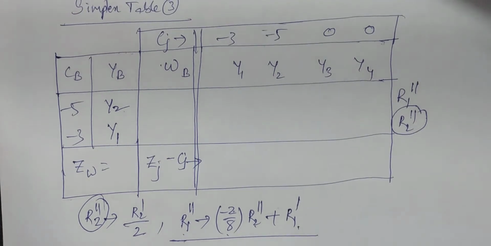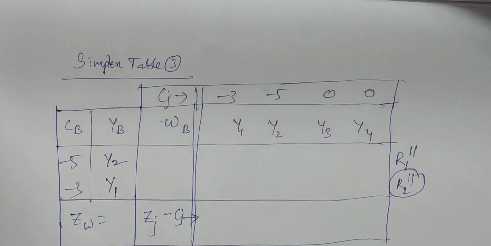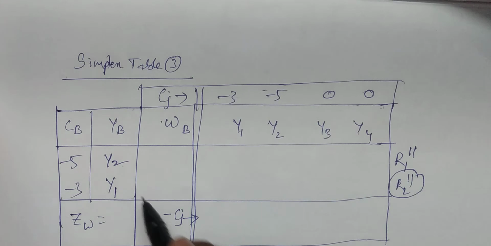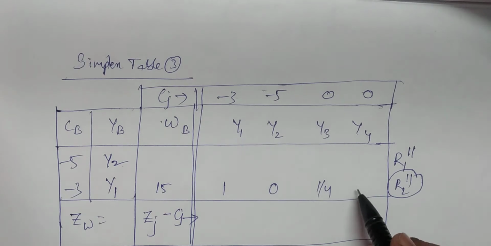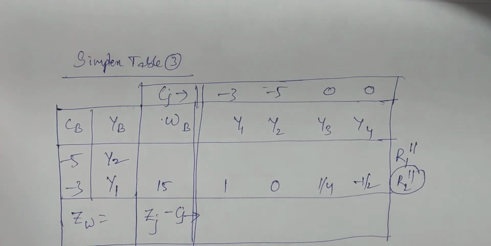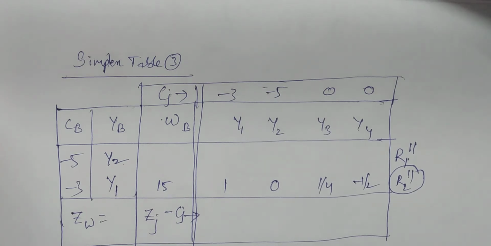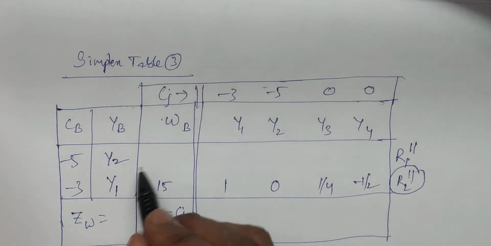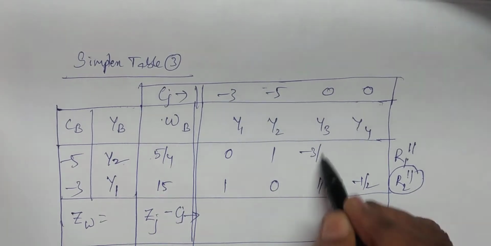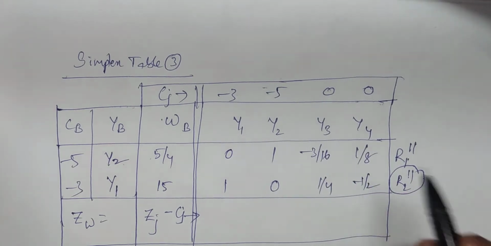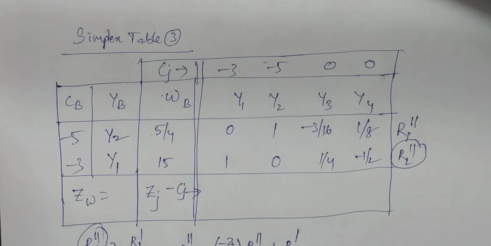So now you calculate the row operations. First of all, R2 double dash, by simply dividing by the element 2, what will you get? It is 15, 1, 0, 1 by 4 and -1 by 2. Can you calculate the second one? That is R1 double dash: -1 by 4 into R2 double dash plus R1 dash. By doing this operation, you get the elements 5 by 4, 0, 1, -3 by 16 and 1 by 8. These are the values we obtain from the row operations.